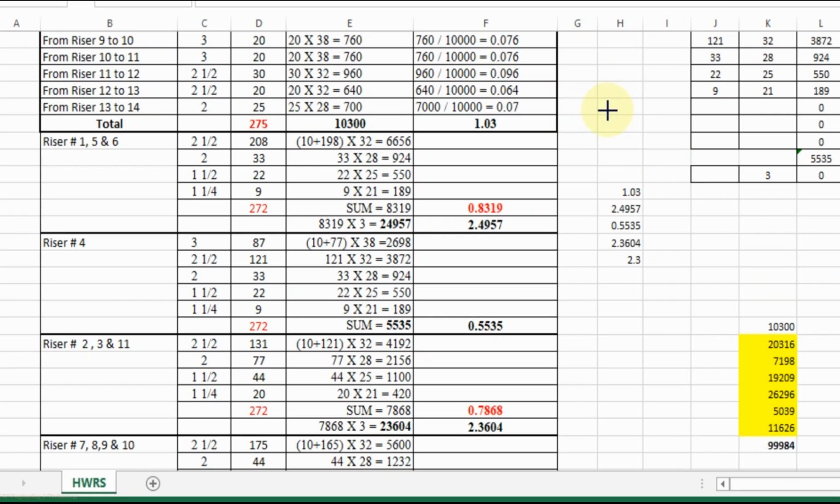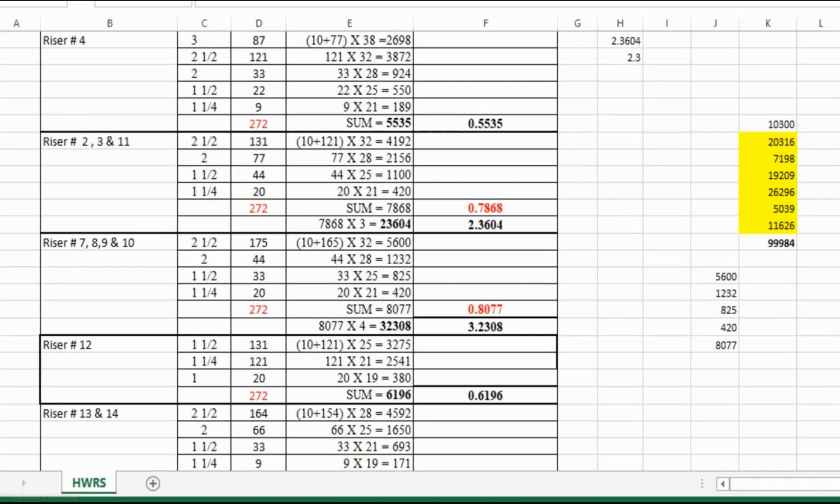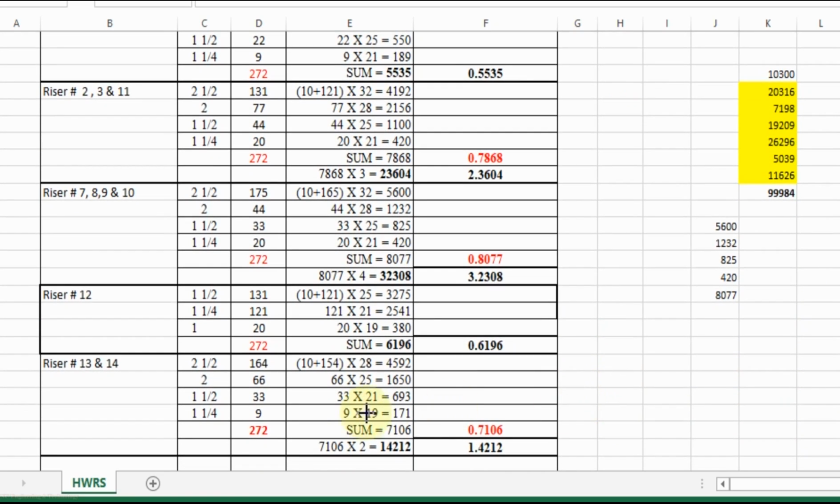Here you can see the GPM required to overcome the heat loss in each of risers 1, 5 and 6 is 0.8319, for riser 4 it is 0.5535, for each of risers 7, 8, 9, 10 it is 0.8077, and for each of risers 2, 3 and 11 it is 0.7868. For riser 12 it is 0.619, and for each of risers 13 and 14 it is 0.7106.